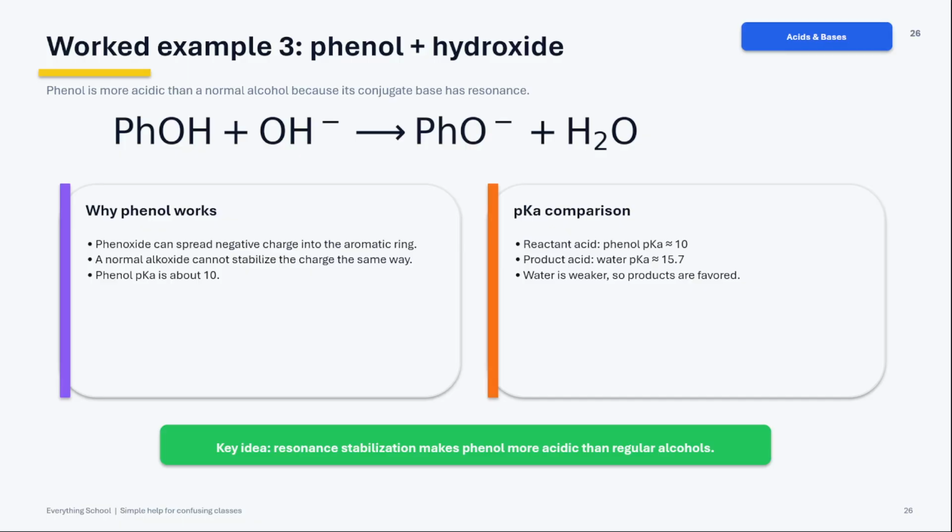Now compare acids. The reactant acid is phenol, pKa about 10. The product acid is water, pKa about 15.7. Water is weaker, so products are favored. The key idea is that resonance stabilization makes phenol more acidic than regular alcohols.